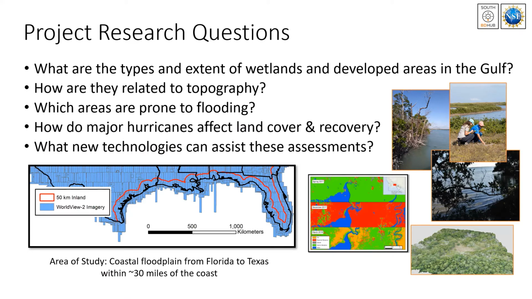The project has these research questions. Basically, we're looking to understand the extent and distribution of wetlands and developed areas along the coast of the Gulf, how these are related to topographic variability, what are the zones that are prone to flooding, and how do hurricanes affect land cover and the recovery of wetlands in this region. And we're using new technologies from both space, airborne, and computational.